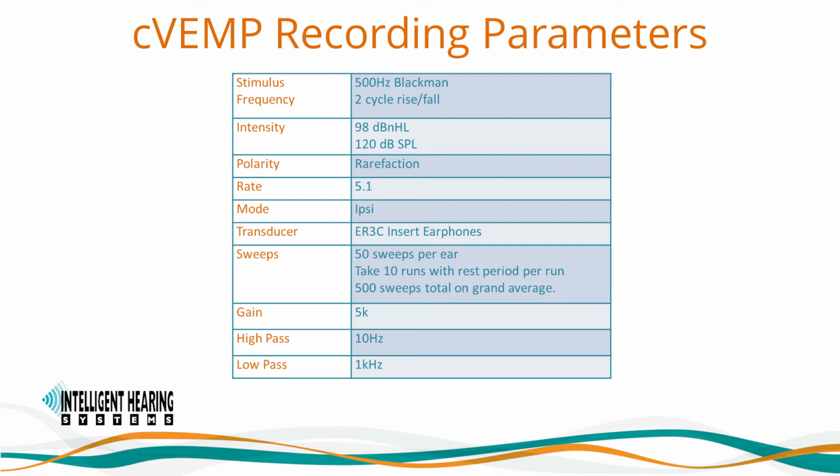You can acquire up to 10 recordings of 50 sweeps for a total grand average recording of 500 sweeps when it's all summed together. You can also acquire 2 runs of 50 for a total of 100 sweeps, or 3 runs of 50 for 150 sweeps, or 5 runs of 50 for a total grand average of 250 sweeps. Remember, the more sweeps you have for your grand average, the better the signal-to-noise ratio and the baseline. Moving on to the amplifier settings, we use a 5K gain, a 10 Hz high-pass filter, and a 1000 Hz low-pass filter.